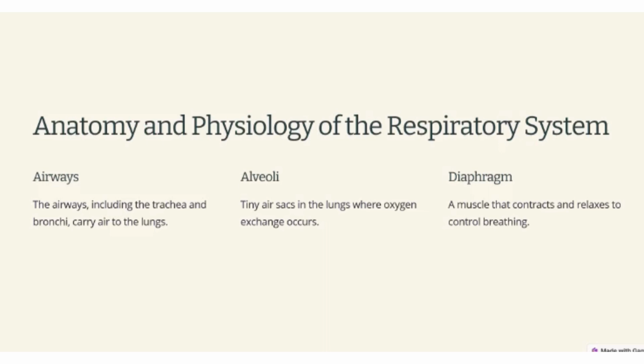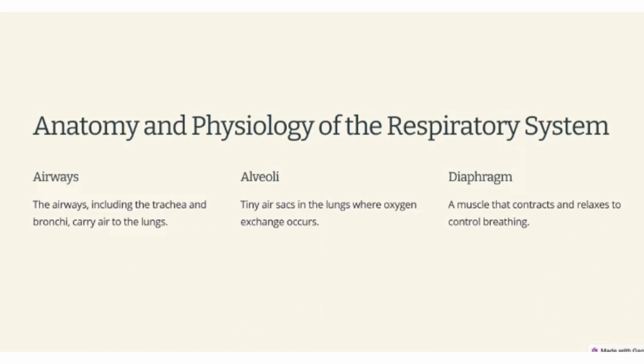So these structures are integral to the proper functioning of the lungs, and damage to them plays a key role in COPD. So we saw the airways. The airways include the trachea and bronchi, which carry the air to the lungs. The alveoli, which are the tiny sacs responsible for the gas exchange, where oxygen exchange occurs. The diaphragm, a muscle that contracts and relaxes to control the breathing.